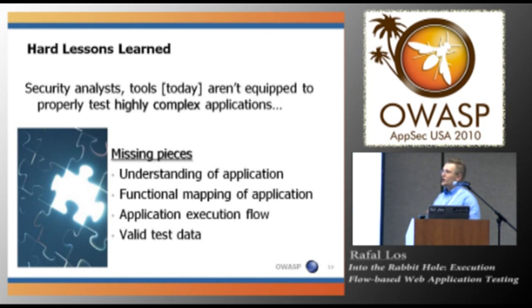So the premise here is security analyst tools today aren't equipped to properly test highly complex applications. Anybody disagree with me? And highly complex applications, I'm looking at the Amazons, the eBays, the typical large application that requires more than a simple crawler to dissect and map the application. So we have some missing pieces. Understanding of the application is missing. Functional mapping of the application is missing. Execution flow of the application is missing. Usually we can draw DFDs based on static analysis, but actually mapping the way the application flows is different.